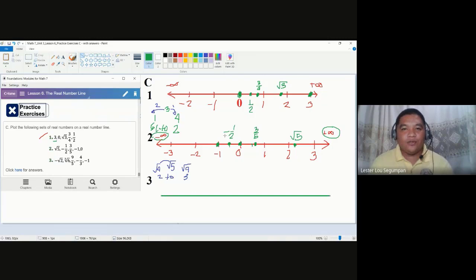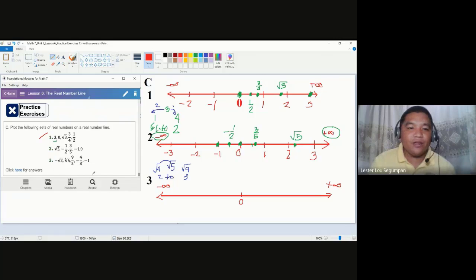Oops, let's use color red. Again, it extends to both sides, positive infinity, and you have here negative infinity. You have here 0. And before we plot all these values here, let us go back to the different values of the real numbers in number 3.